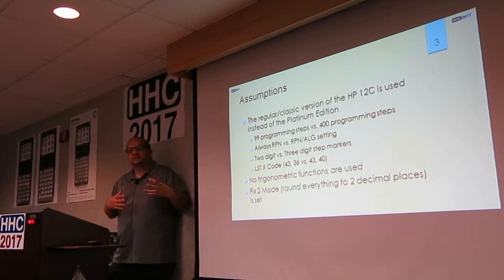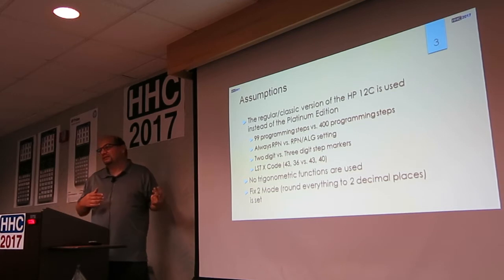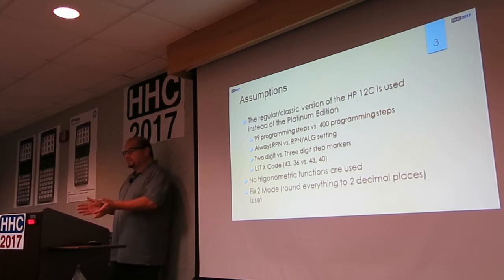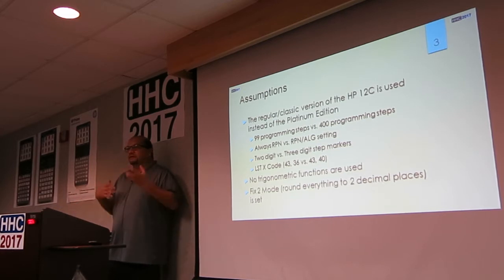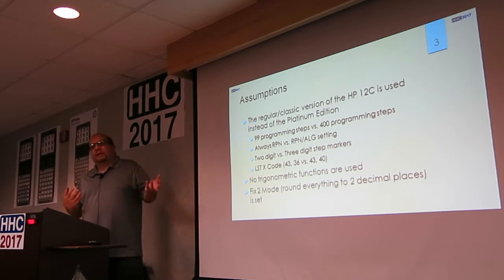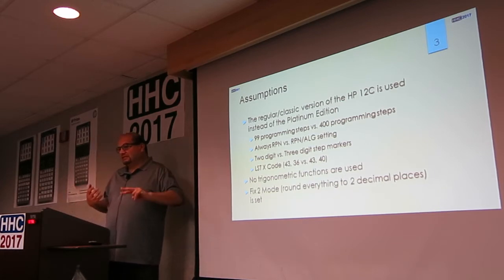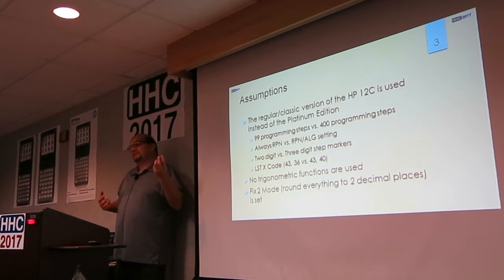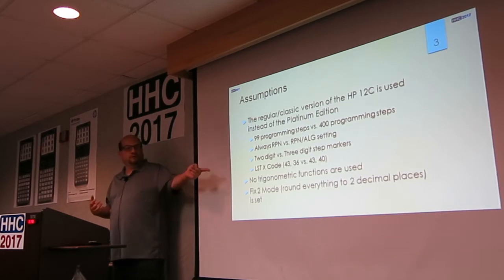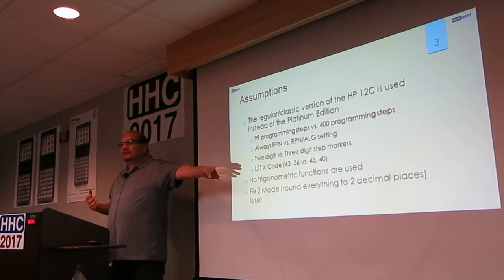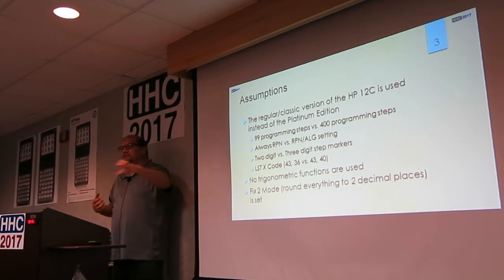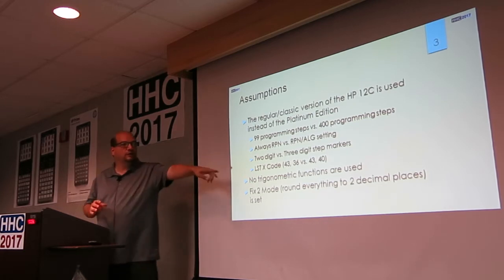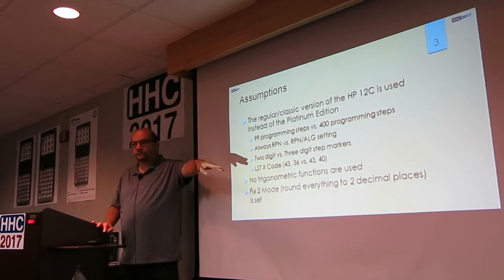I did everything using the classic 12C, which is 99 steps. Obviously, they work as well on the Platinum edition, which has 400 programming steps. The major difference is on the classic, you only have 2-digit step markers. The Platinum has 3-digit step markers. Also, the code for last X, because they moved the last X from the gold shift from the enter on the classic 12C to the plus key on the Platinum. So you got, instead of 4336 and 4340.